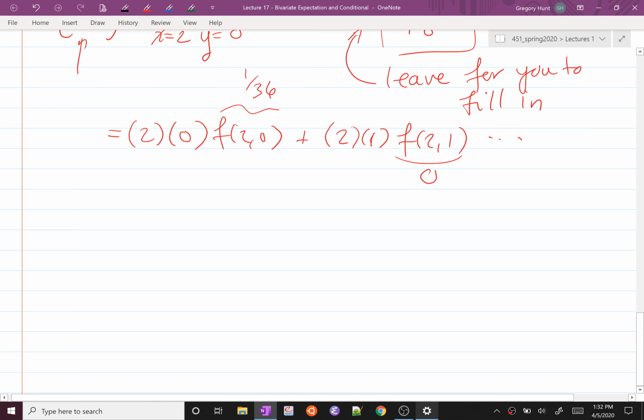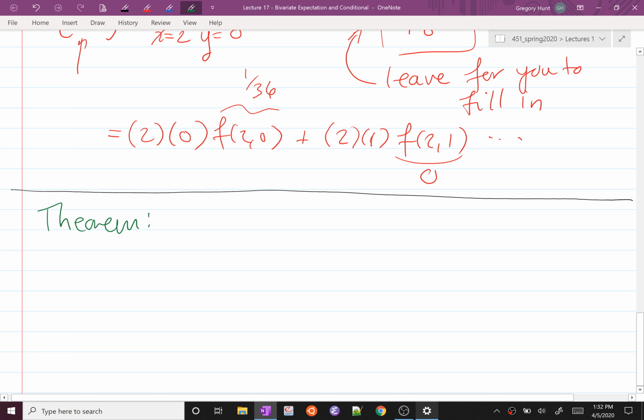So what are the other theorems? We had a whole bunch of facts we knew in the univariate case about expectation. So properties, let's just write this as a simple theorem. What kind of properties do we know about bivariate expectation? We're going to say E is linear. The overriding fact we knew about univariate expectation was that it was a linear operator, and this is true also in the bivariate case.